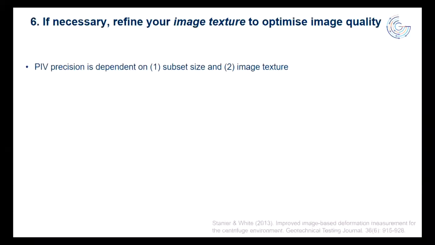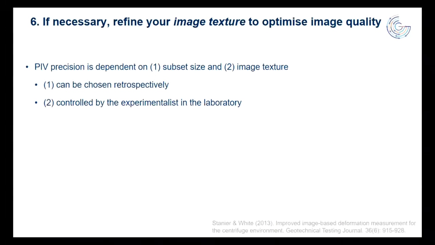So if necessary, you probably want to refine your image texture to optimize the image quality. And it's dependent on 2 things: subset size, which I've already mentioned, and also the inherent image texture. We can fiddle with one, the subset size, retrospectively, but the second one is entrained in our images. Once we've got the images, there's not much we can do to influence the image texture.